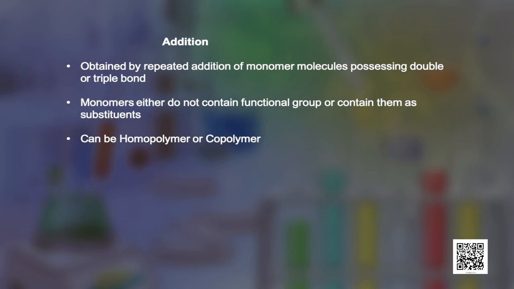The third type of classification is on the basis of mode of polymerization. Polymers can be classified into two subgroups: addition polymers and condensation polymers. We will first talk about addition polymers. These polymers are obtained by repeated addition of monomer molecules possessing double or triple bond. There are certain characteristics that you need to remember, that these monomers either do not contain a functional group or contain them as substituents only, and this would be understood with the help of an example as well. The polymers can be homopolymers or copolymers.